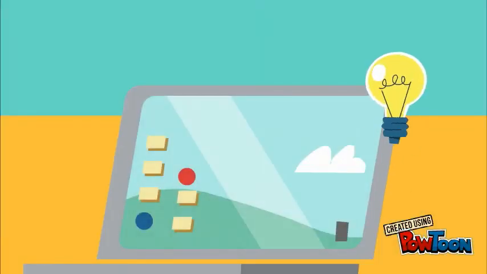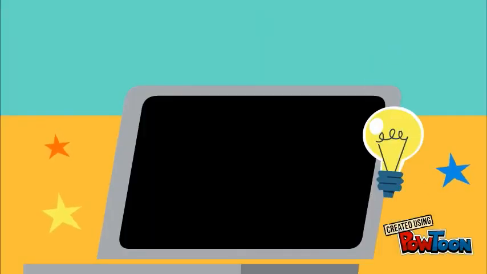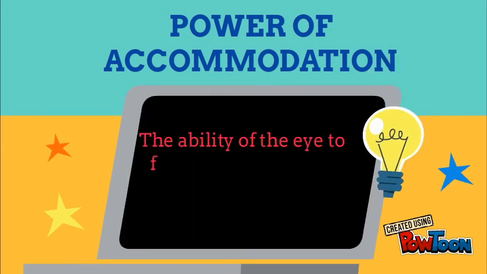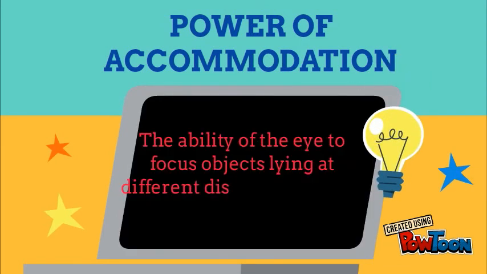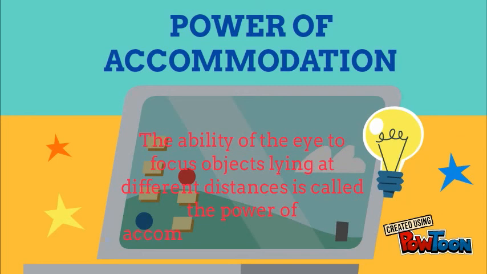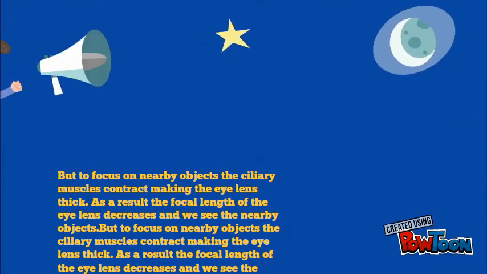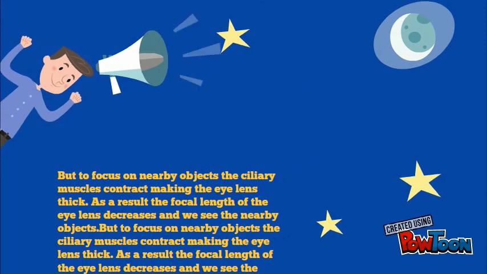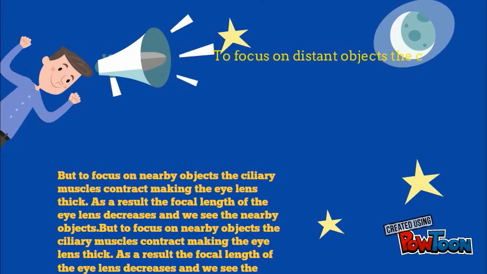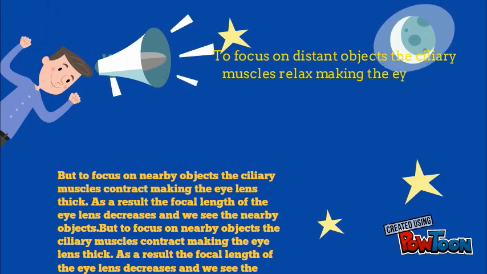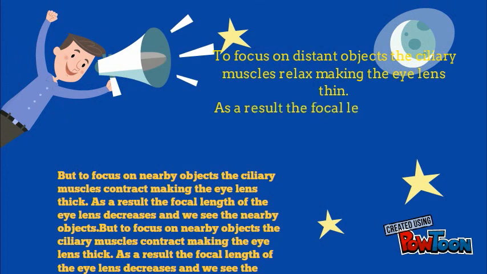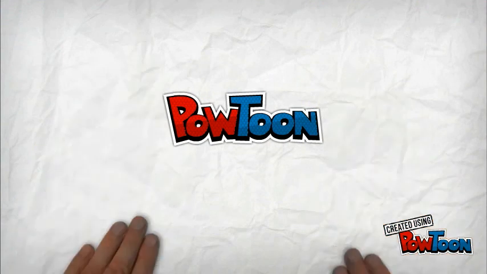Power of accommodation. The ability of the eye to focus on objects lying at different distances is called the power of accommodation of the eye. To see distant objects, the eye lens becomes thin and its focal length increases, and for near objects, the eye lens becomes thick and its focal length decreases.